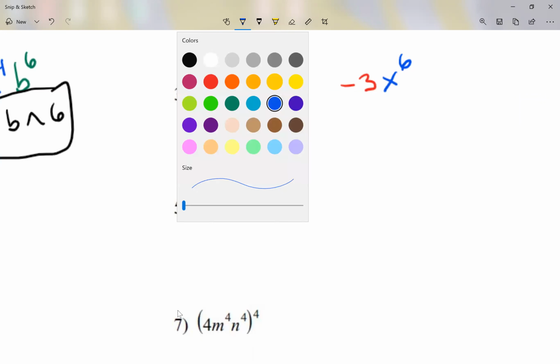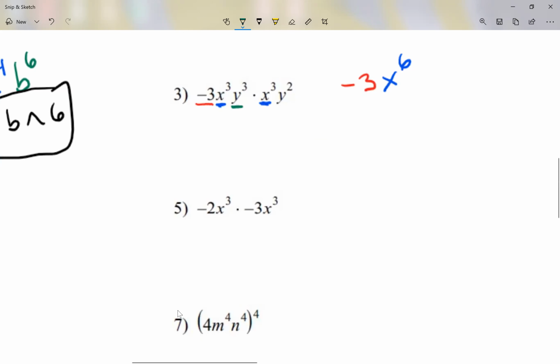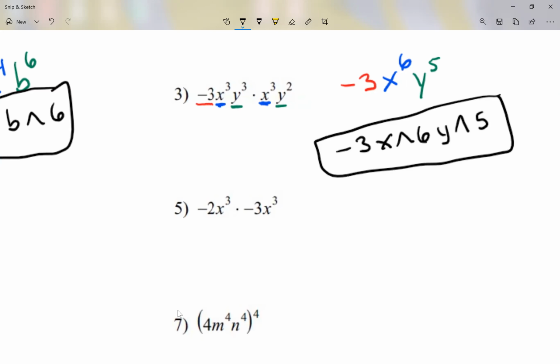And then when it comes to the y's, I'm going to get y to the 5th. I'm adding my exponents. And the way we're going to type this, a -3, x to the 6, y to the 5th. Use that caret. Use that little arrow that looks like it's on number 6. We call it a caret. Use that for the exponent. It's all together, no spaces, all together.